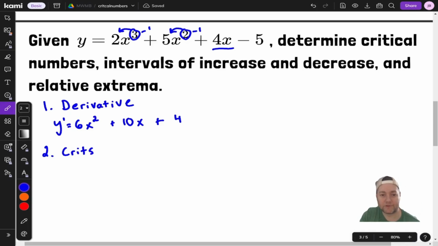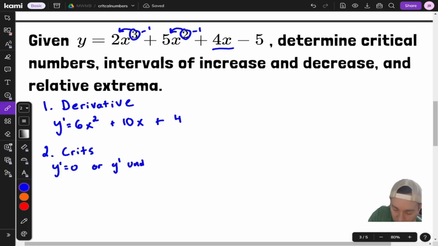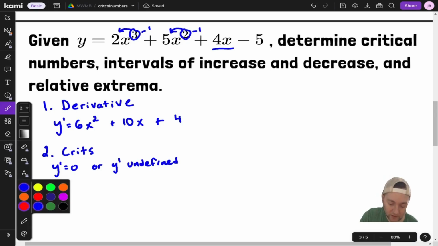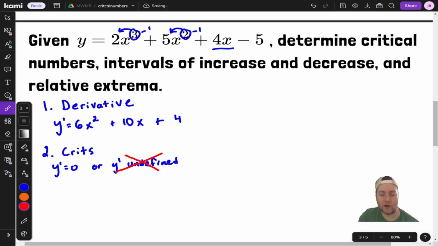The critical numbers are where the derivative is equal to 0, so y prime equals 0, or y prime is undefined or does not exist, whatever you want to say. So division by 0 essentially is when that comes in, right? Or if it was a root, it could potentially be a radicand that'd be negative.